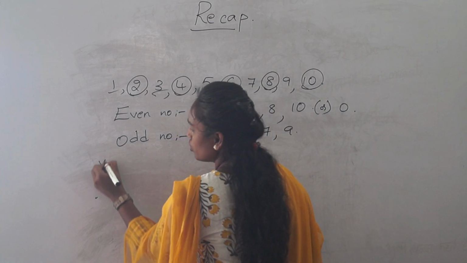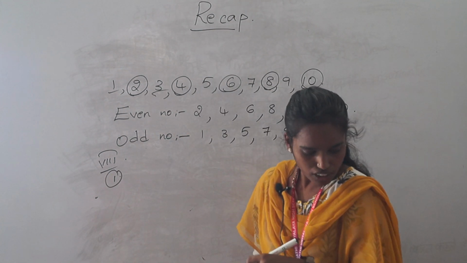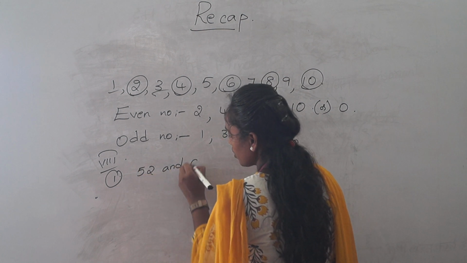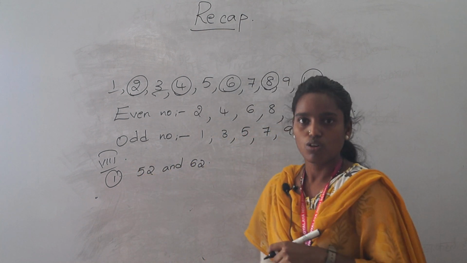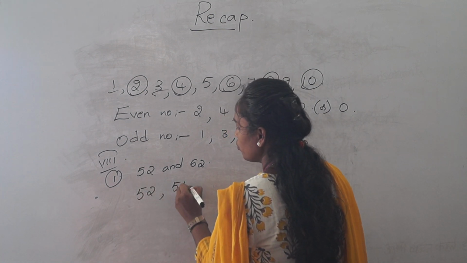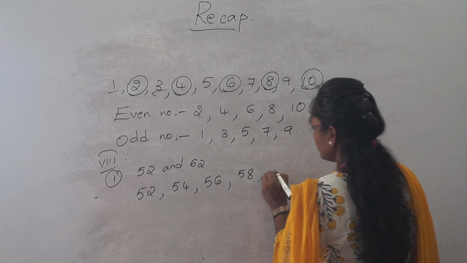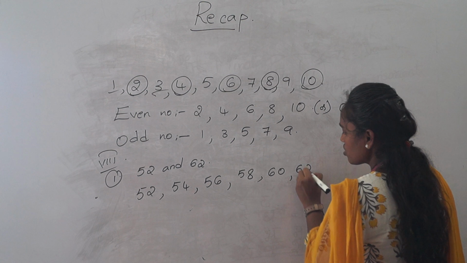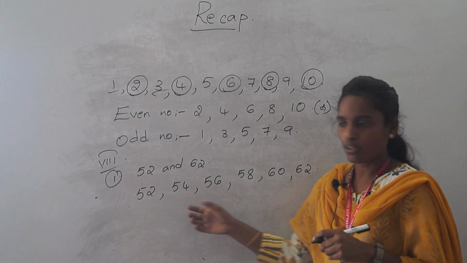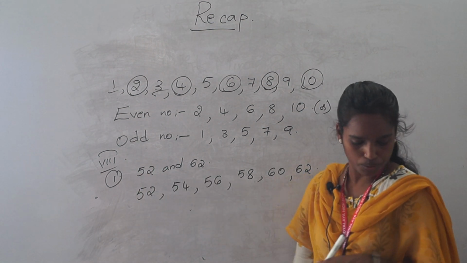So now we will go for the 8th bit. What is the first one? Write 4 even numbers between 52 and 62. So what are the even numbers? 52, 54, 56, 58, 60, 62. These all are multiples of 2. Yes, children? So these are the even numbers between 52 and 62.